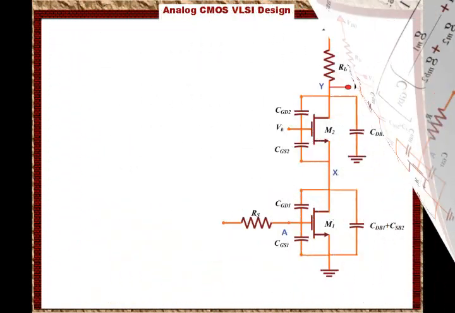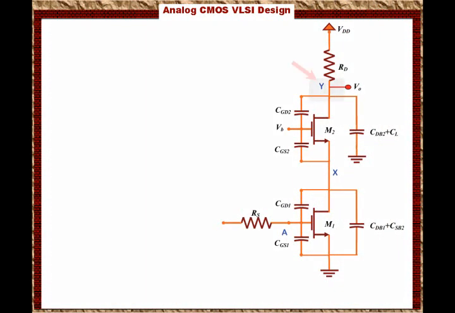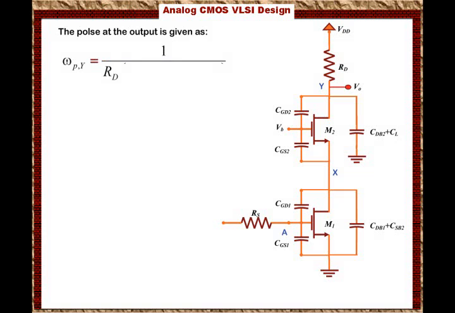That is basically the pole at that node. Now finally we are interested in the third pole, which is located at the output. So the pole at the output is given as omega py will equal to, if you look at the output, we have RD as an output impedance. Since this is an approximation, we're going to say that the output resistance seen at the output is RD, but we know that it's not RD, but we're going to assume it is RD.